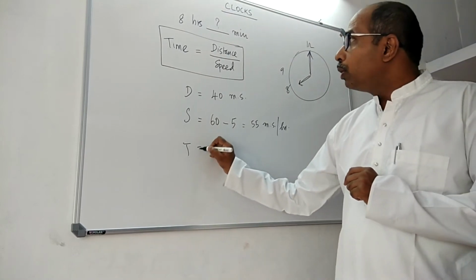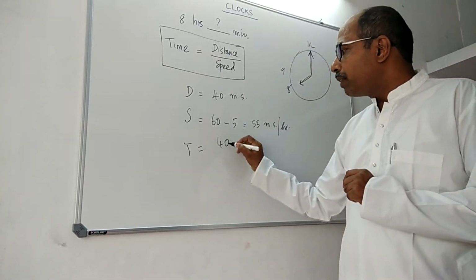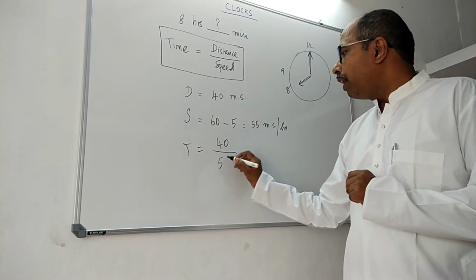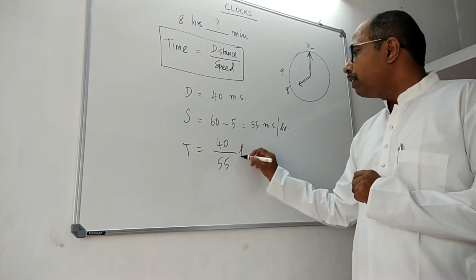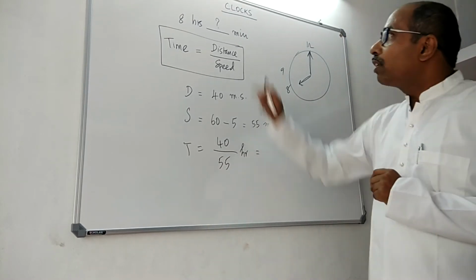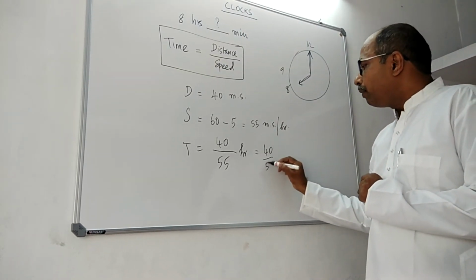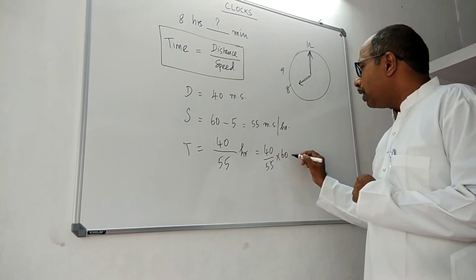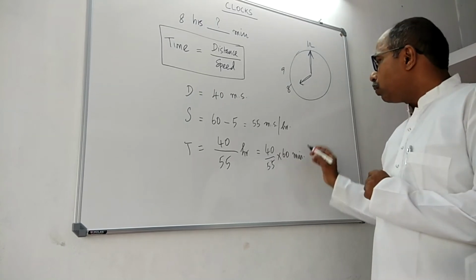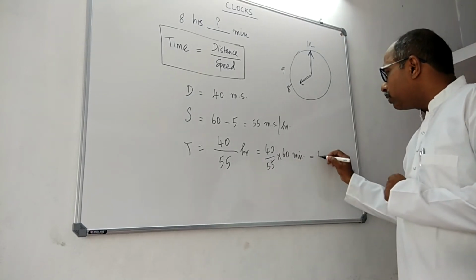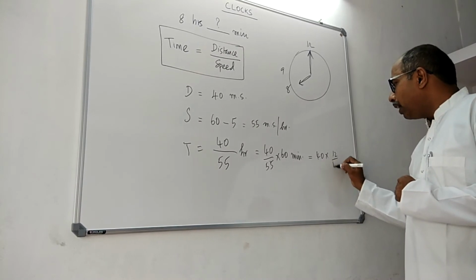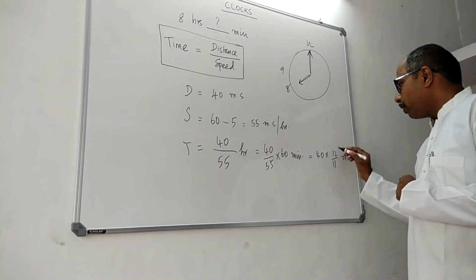So time is equal to distance by speed. Distance is 40 minute spaces and speed is 55 minute spaces per hour. So the answer will be in hours, but we require the answer in minutes. So 40 divided by 55 into 60 minutes will be the answer. Instead of writing it like this, you can put it like this: 40 into 12 by 11 minutes.